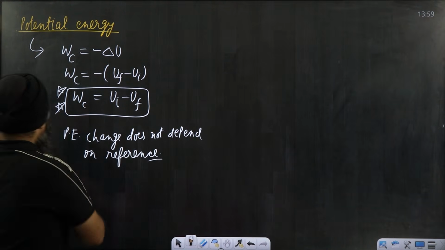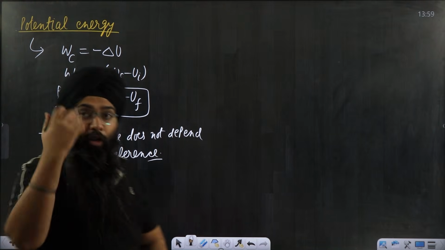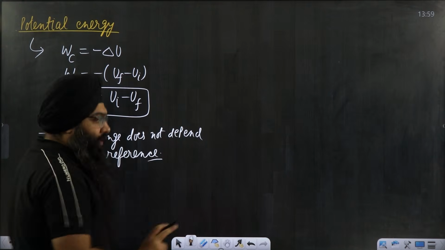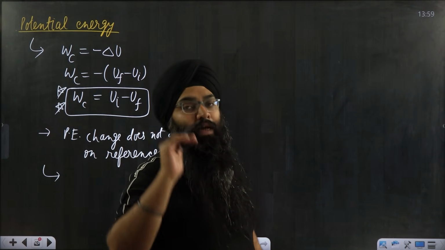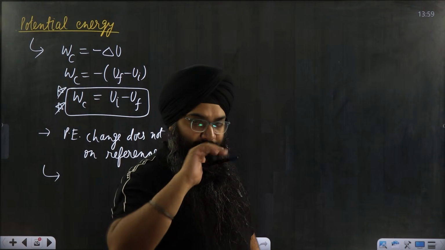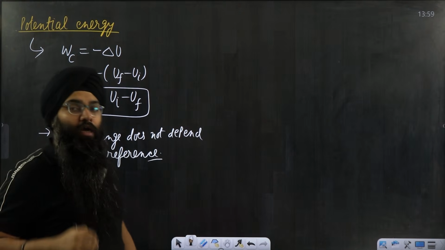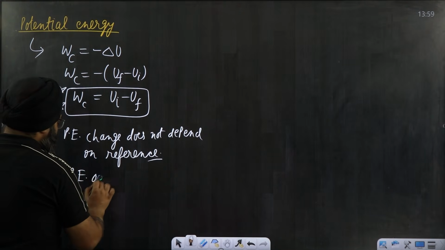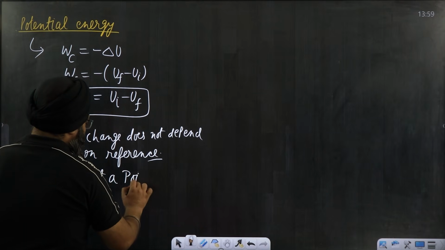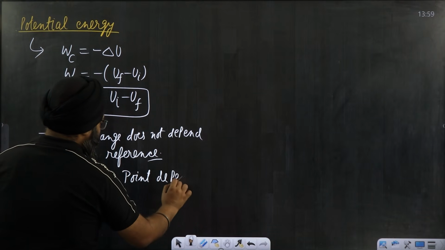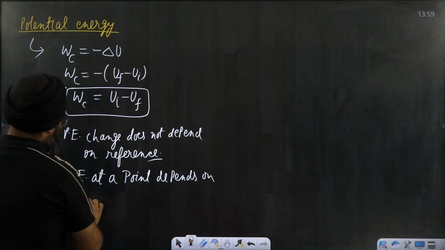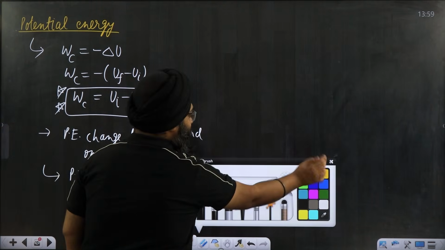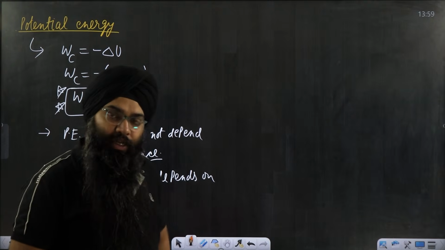But whenever you want to find the potential energy at a particular point, you first have to tell where the reference is, and at that reference, what you are taking as the potential energy. So potential energy at a point depends on reference. You have to specify the reference, then only I can say the potential energy at a point. Otherwise, I will not be able to tell the potential energy.